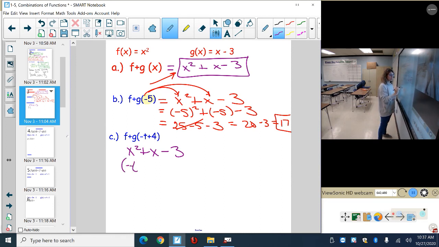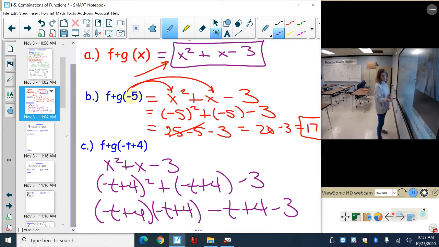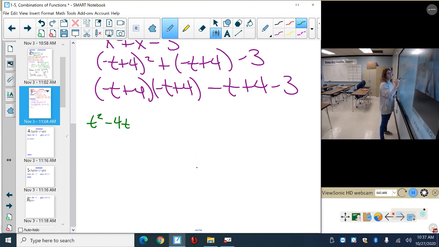-t plus 4. Now, this -t plus 4 squared, you actually have to write that down twice and FOIL that. I'm going to drop parentheses here because I don't need them. And I'm going to make this a little bit bigger for us to see. Okay, so now I'm FOILing. So -t times -t is going to be positive t squared, minus 4t, minus 4t, plus 16, minus t plus 4, minus 3.